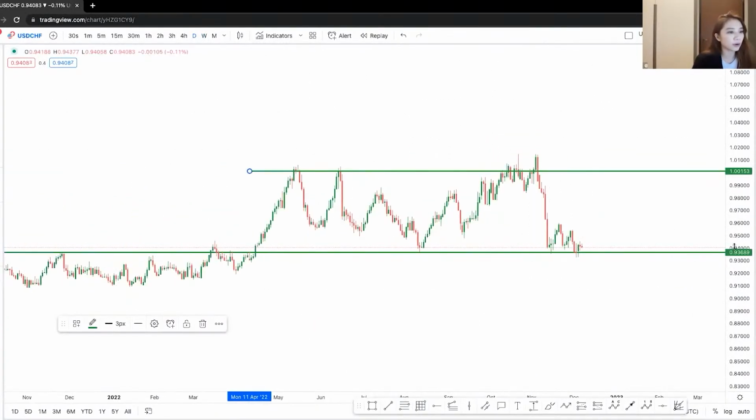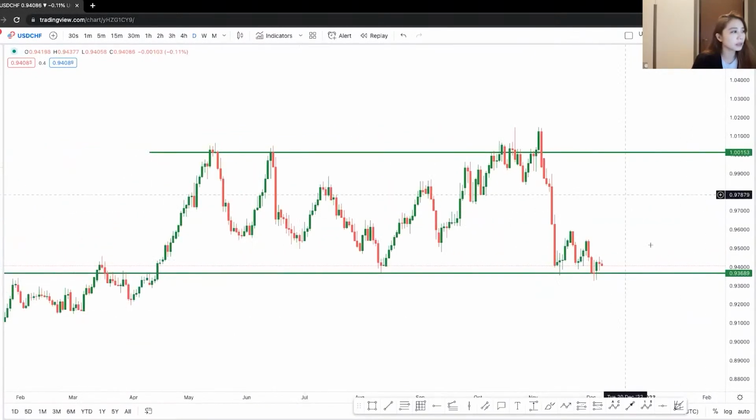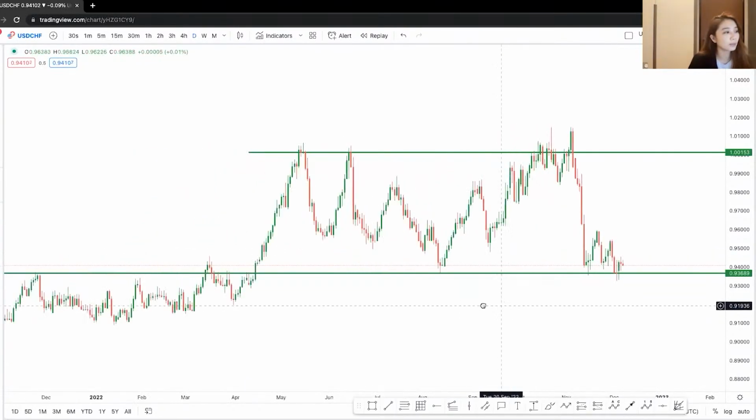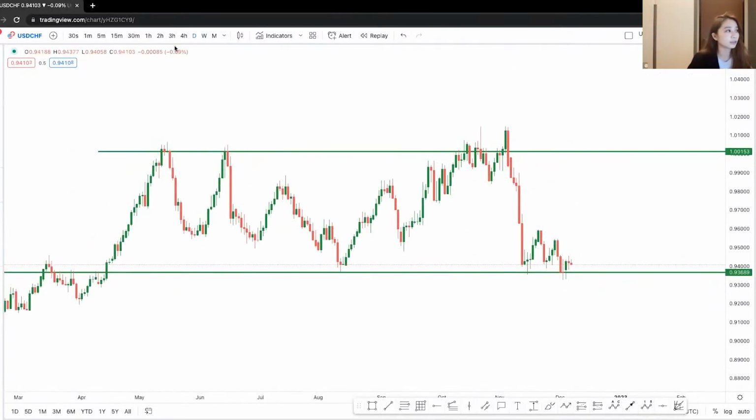In terms of the daily, we are seeing that price is actually moving in between these two prices. So we're looking at 0.93 and 1.001. So in terms of the daily chart, it is not super trending. We are looking at a sideways moving kind of trend.